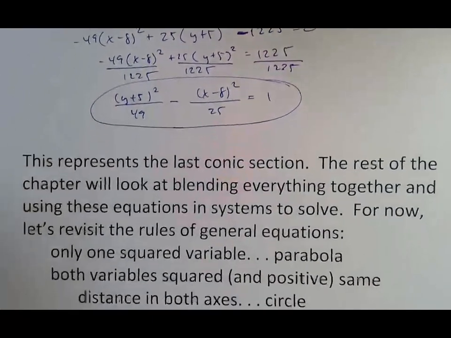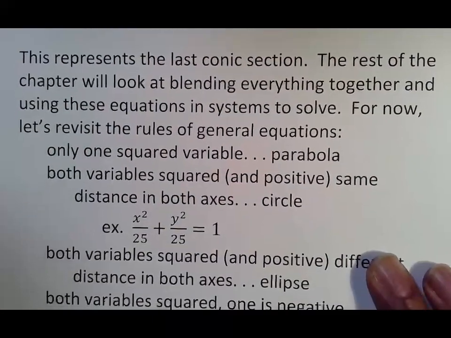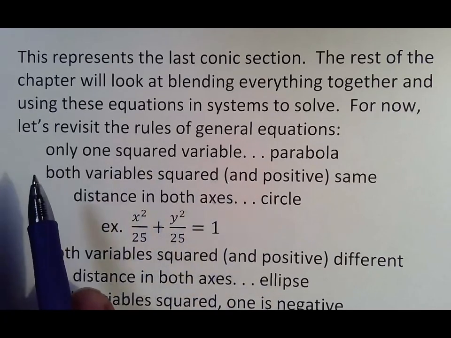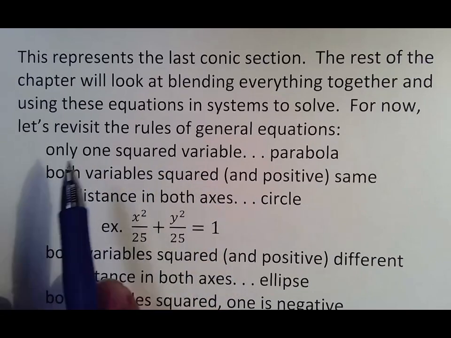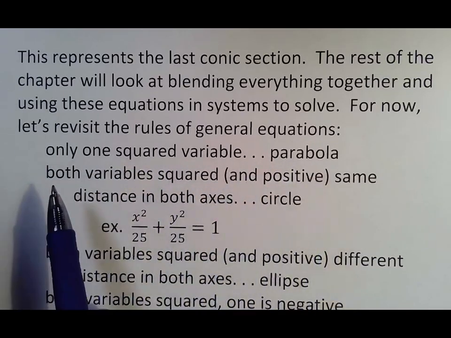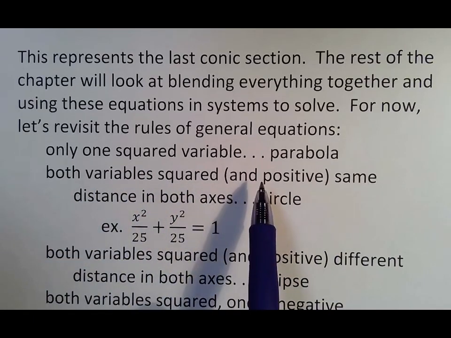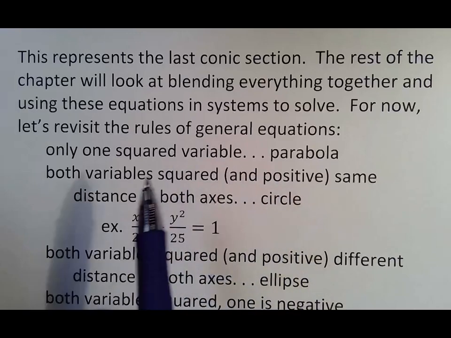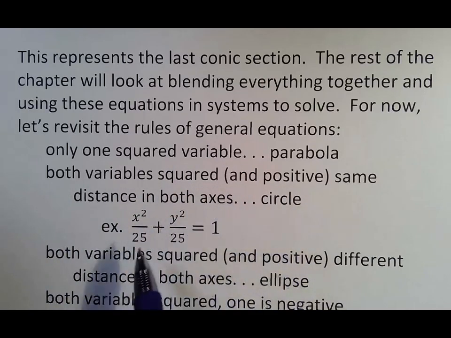So this does represent the last conic section. The rest of the chapter is going to look at blending everything together and using these equations as systems to solve. For now, let's just really quickly review the rules of general equations. Again, if it's only one squared variable, which means there's a regular x and a squared y, or a regular y and a squared x, we have a parabola. If we have both variables squared and positive, because we just learned that negative cuts it open, with the same distance in both axes, we have a circle.